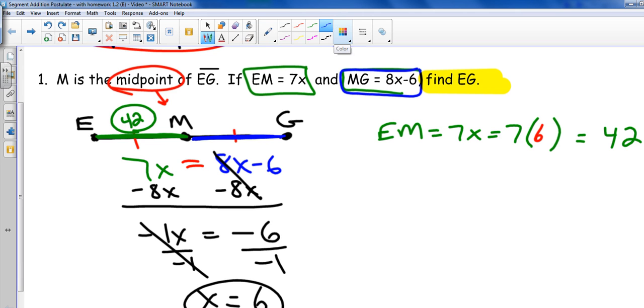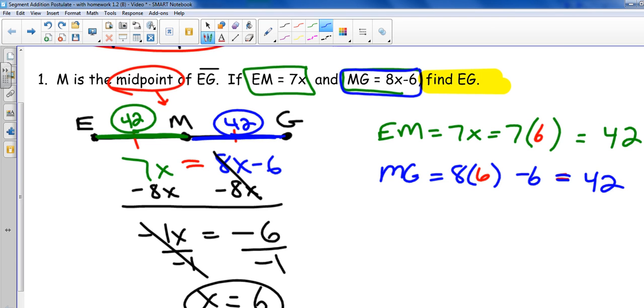I also have this nice expression for MG, so I'm going to use that. MG is equal to 8 times x minus 6. My x quantity I'm going to go ahead and plug in was a 6. 8 times 6, grab your calculator or do it in your head. 8 times 6 is 48 minus 6, and I'm getting a 42 for that as well.